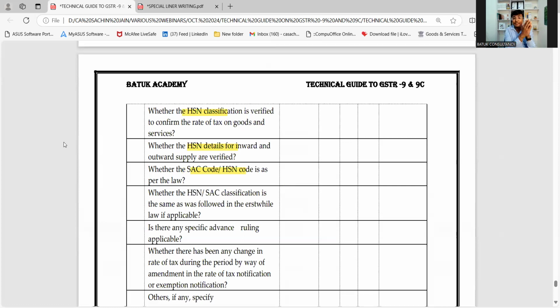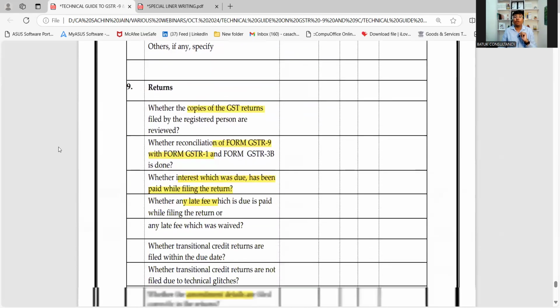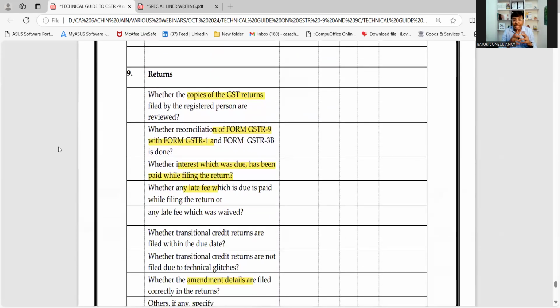If any specific advance ruling is applicable in such a scenario, we need to check that the same has been followed or not. We also need to check that the return has been filed in a correct way. GSTR 9 is filed on the basis of GSTR 3B or GSTR 1. If there is any delay in filing of returns like GSTR 3B, GSTR 1, in such a situation, the interest and late fees have already been paid or not.